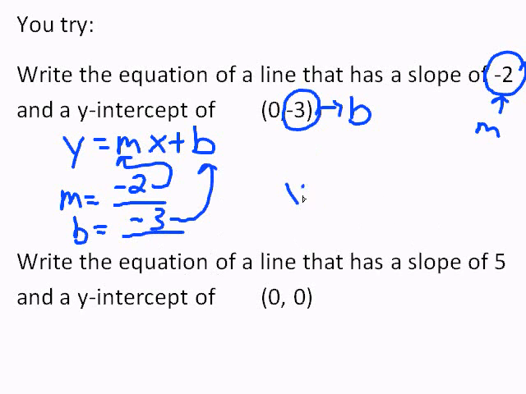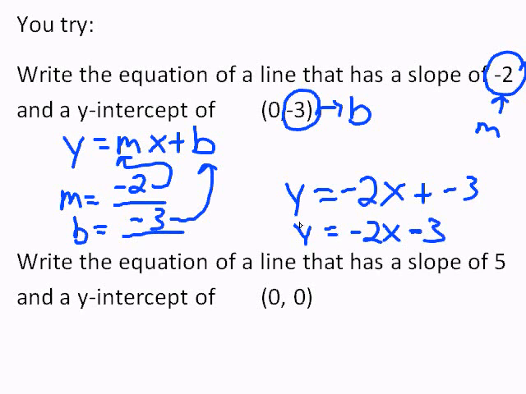This will give us y equals, so we're no longer going to see m, but we're going to see its value, which is -2. The x stays x, plus whatever our b value is. Our b was -3, so we changed the b to -3. Giving us in the end y equals -2x plus -3, which can be written as just -2x minus 3.